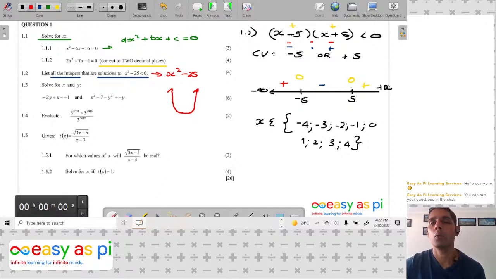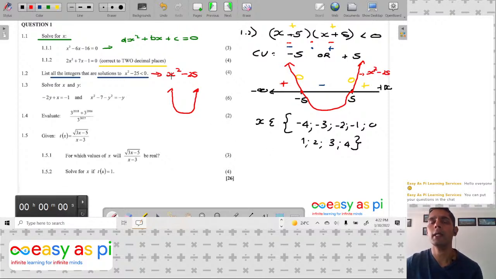And what are these values here? Well, those are actually the roots. Okay, those are the roots or the x-intercepts. So if I had to draw this on a graph or a curve, this parabola would look like this. Okay, that's what this parabola would look like. This is the parabola x squared minus 25.